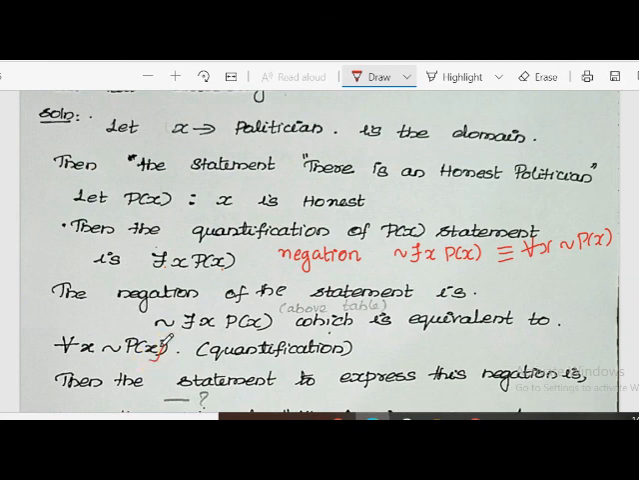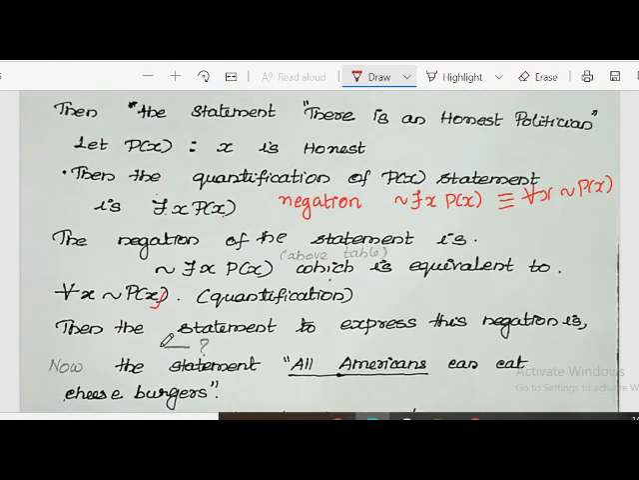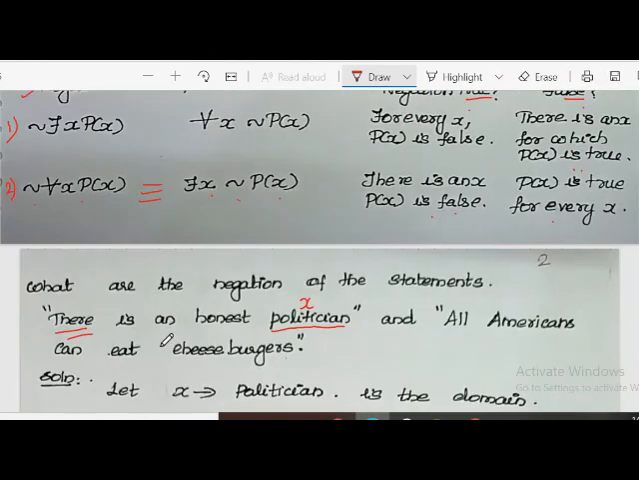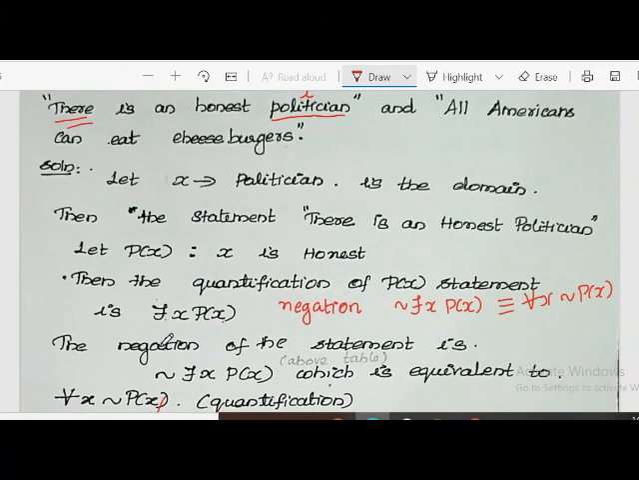Now how can we express the statement "there is an honest politician"? We can express this statement in many ways. What are the possible statements we can express? Can you say the answer for this? If you are able to express this statement, it's a very good example to say this answer.